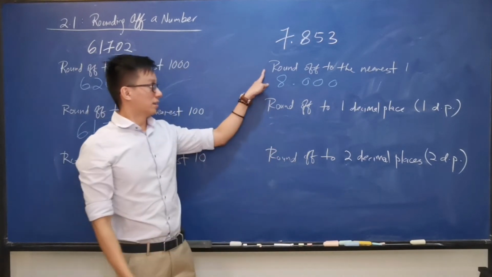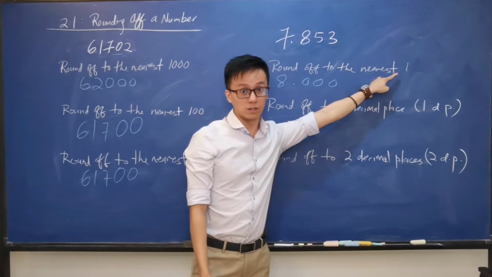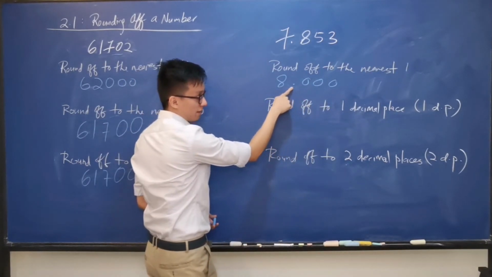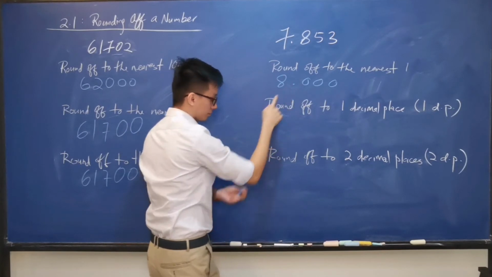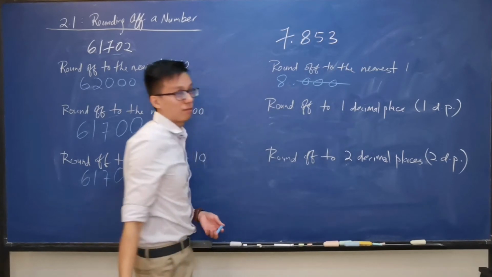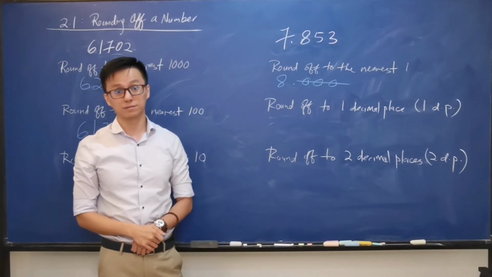So the question is round off to the nearest one. The numbers at the right of the decimal point, we don't write. So the answer will be only 8.